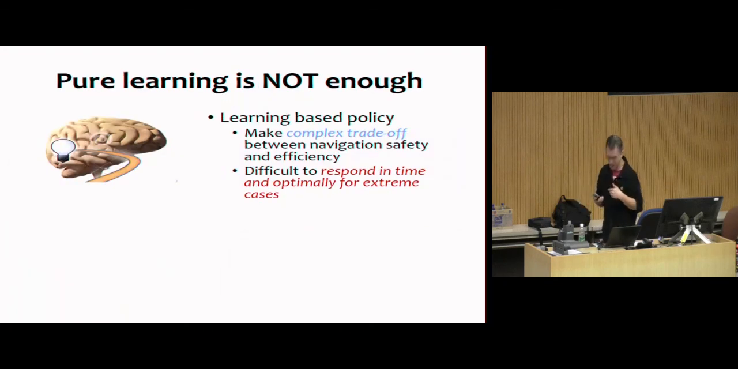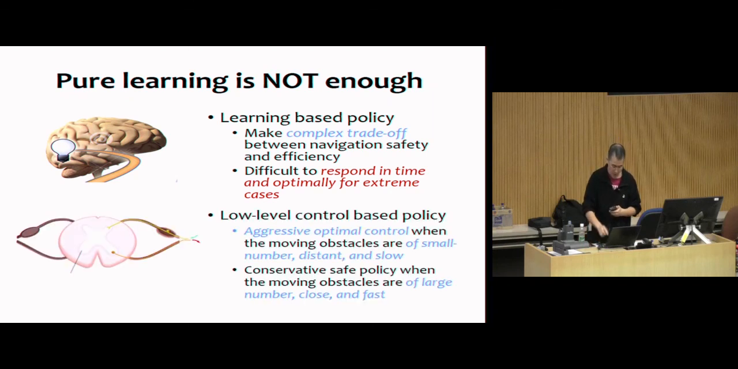In the next step, we want to deploy our algorithm to the real world, to the real robot. However, we found that there are some difficulties. In that procedure, we found that pure learning is actually not enough. You cannot learn everything. Learning is very good for making trade-offs. However, it is very difficult to respond in time or to generate optimal behaviors. So we want to combine the learning with some low-level control in order to further improve the behavior.